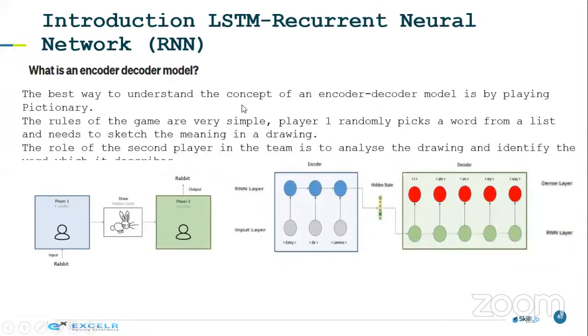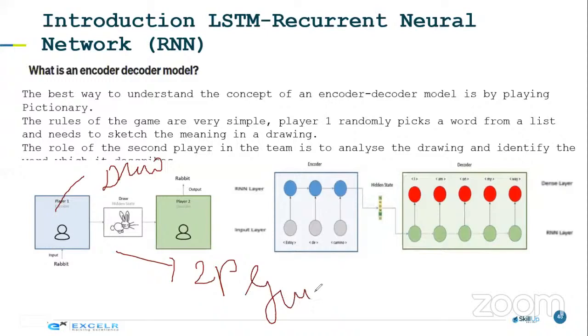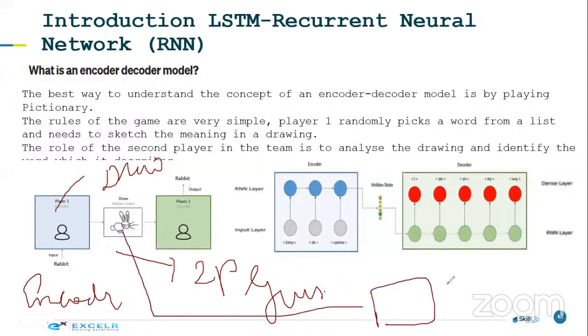If you want to understand, guys, how the encoder decoder works, a very simple example is Pictionary. Try to understand what Pictionary is. When we play this game, just like dumb charades, player one draws a diagram, and the second person tries to guess that diagram. So the first person is called the encoder, this diagram is called the hidden state, and whatever the second person guesses is called the decoder. That's how it works.